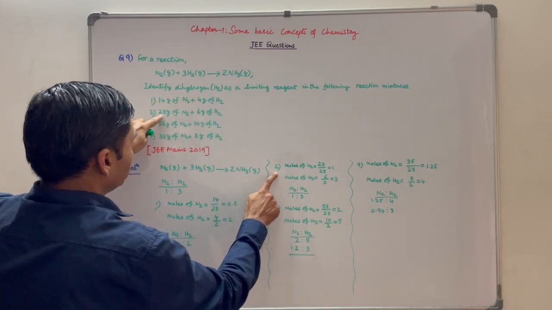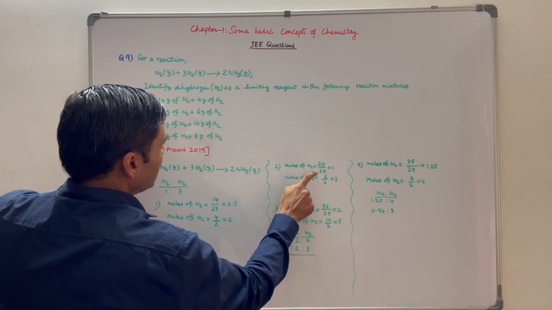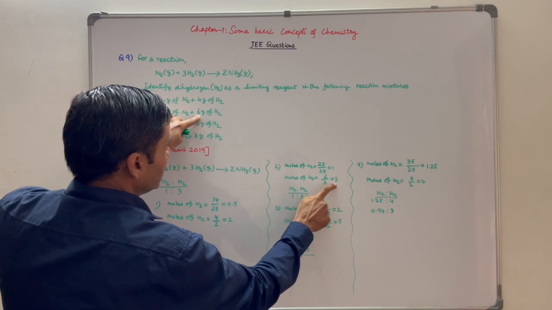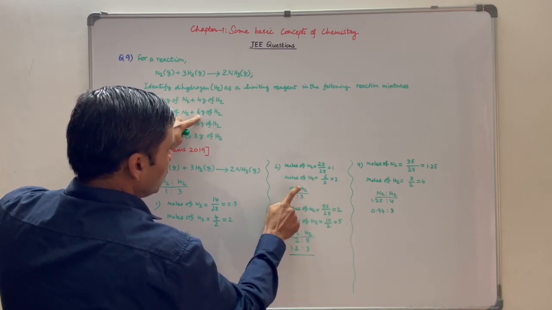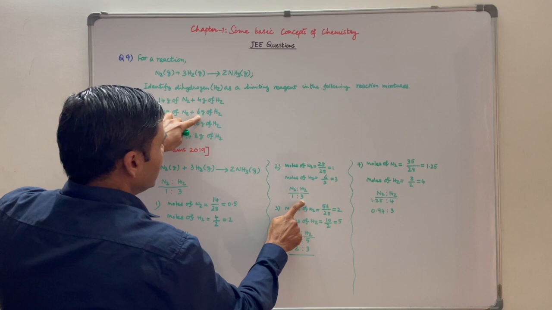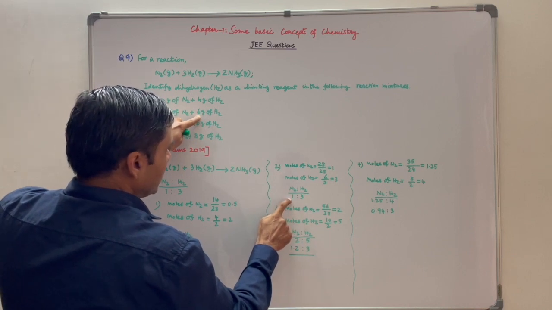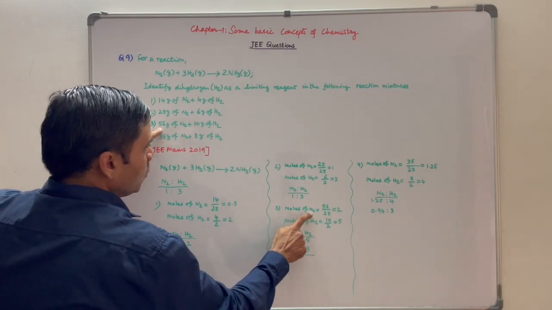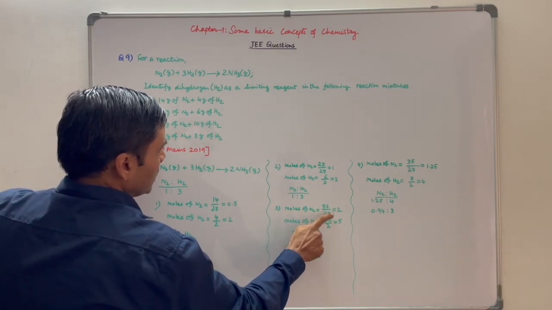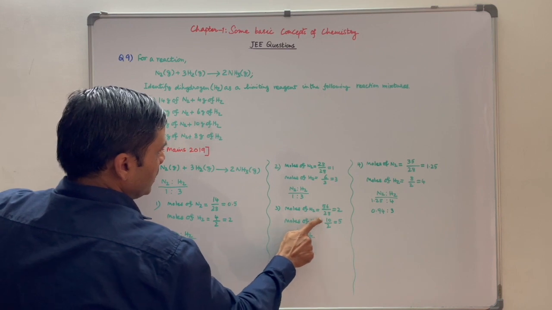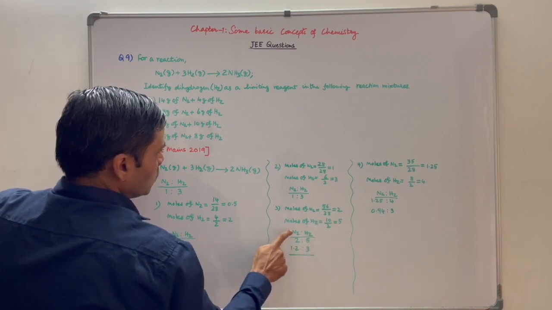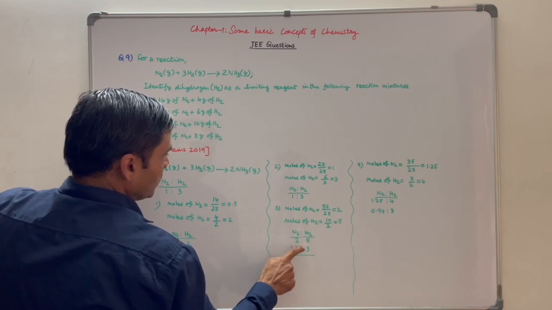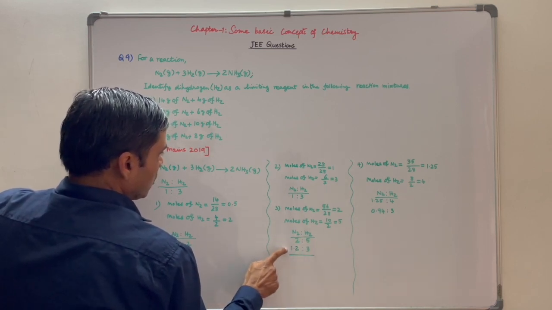Second option, moles of N2 is 28 by 28, that is 1, and moles of H2 will be 6 by 2, that is 3. So N2 is to H2 will be 1 is to 3. That also is not the correct option because N2 should be more than 1. Third option, moles of N2 will be 56 by 28, that is 2, and moles of H2 will be 10 upon 2, that is 5. So N2 is to H2 is 2:5 or 1.2 is to 3. So this is the correct option.